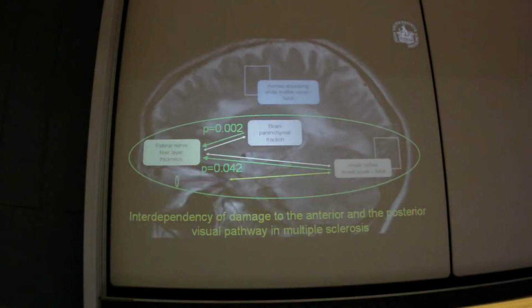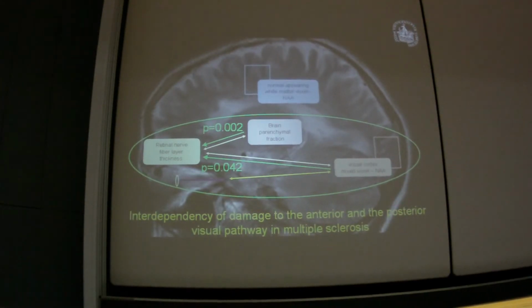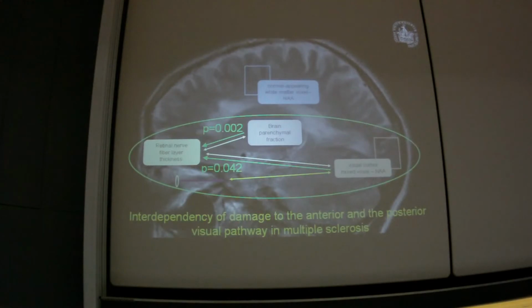Again, we found that these different findings were independent of each other in a combined model. So we can look at the visual cortex or at the brain parenchymal fraction independently. Still, we have some predictive effect on the RNFL, which in reverse gives you the opportunity to estimate these parameters by looking at the RNFL.